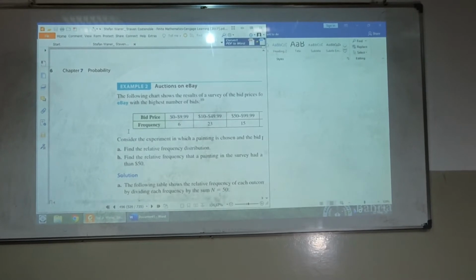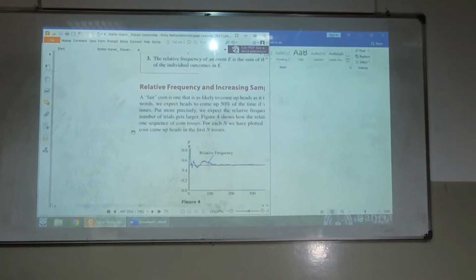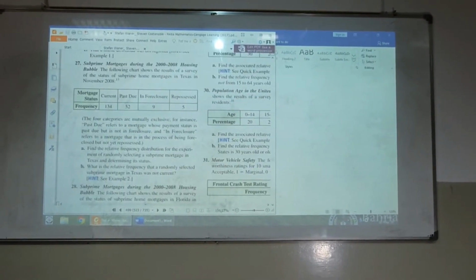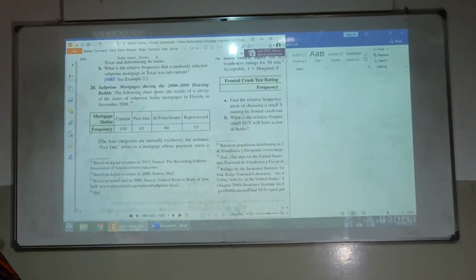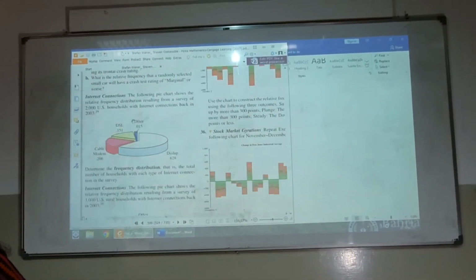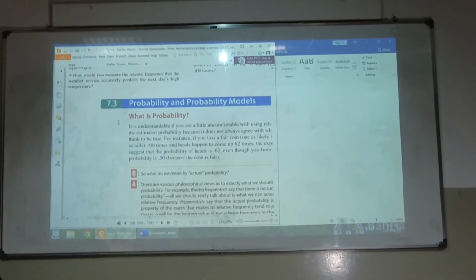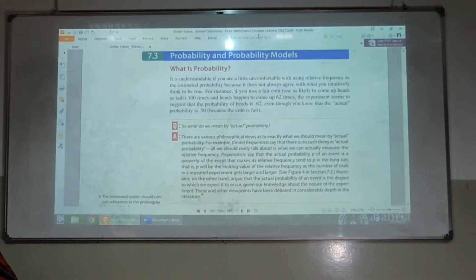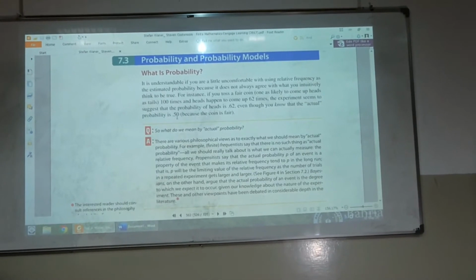Now I'm moving on to section 7.3. This is pretty easy. It's all about frequency expressed in terms of the total sample space as a vulgar fraction. This is probability and probability models. Okay, now let me first of all make you understand what a probability model is.